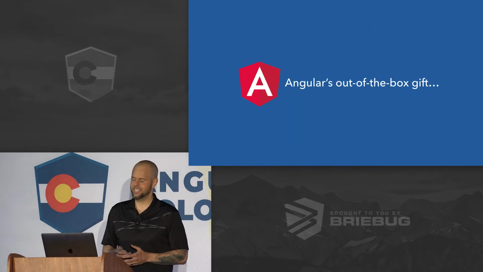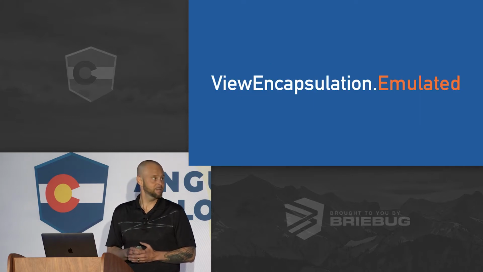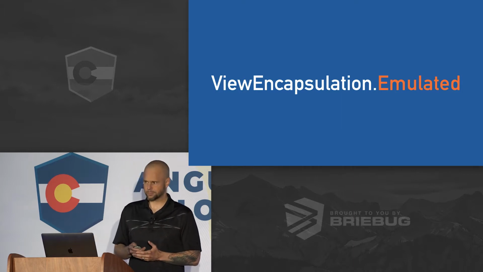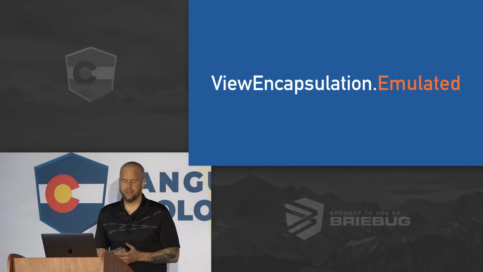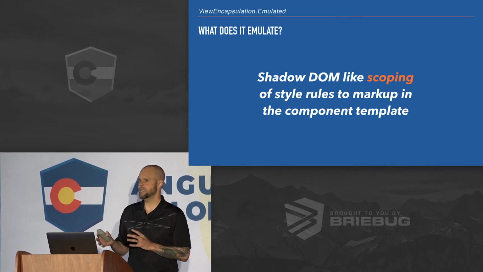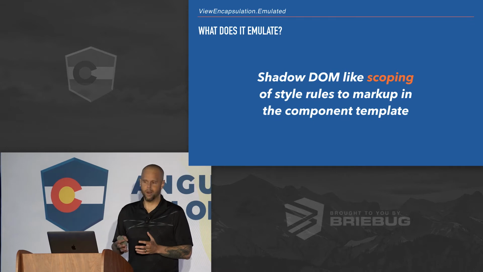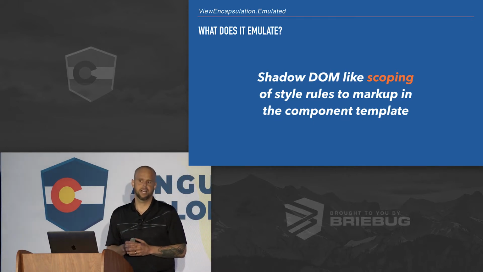So Angular, out of the box, provides us a nice little gift, and that is the emulated mode for view encapsulation. This emulated mode comes on by default, so we get it for all of our components without having to do anything. Now, what exactly does it emulate? What does that mean? Well, it's emulating this shadow DOM behavior for our components. So it's essentially scoping any CSS rules that we write for our components to only the templates for our component.